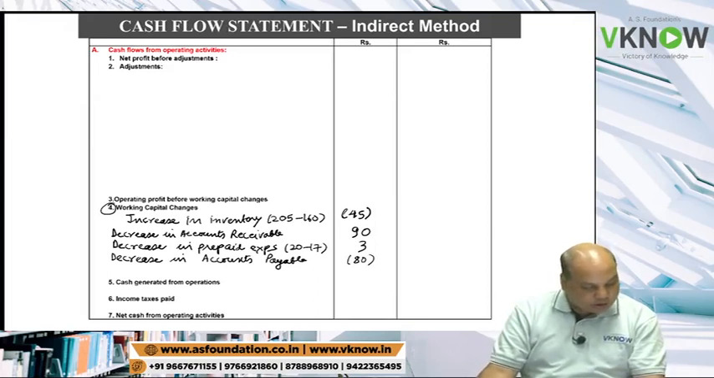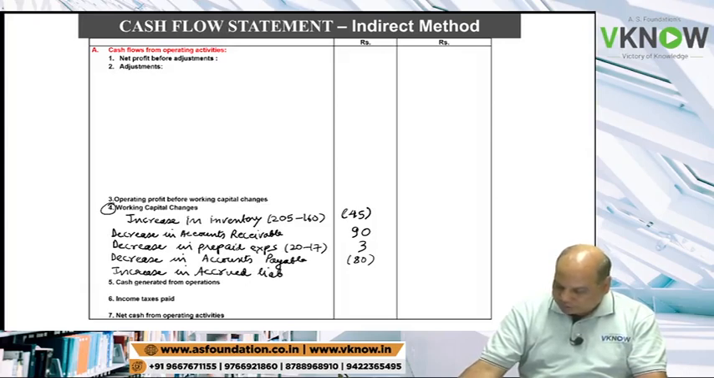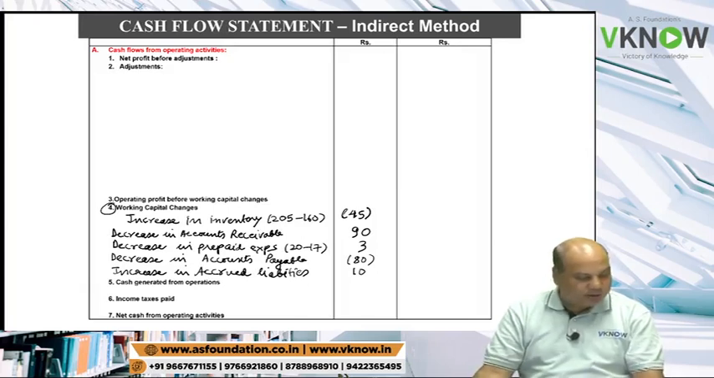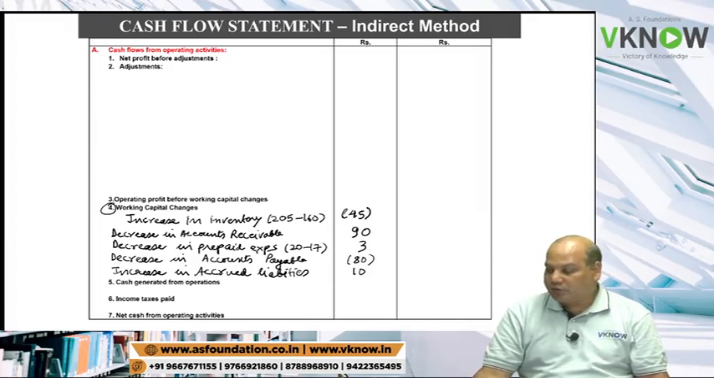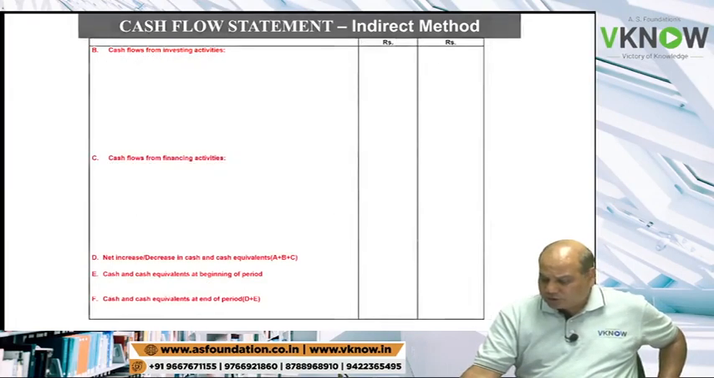And let us look at the accrued liability. From 60 it has become 70. So I will write here increase in accrued liabilities. Increase in current liability is an increase in cash flow. And the last item is income tax provision.